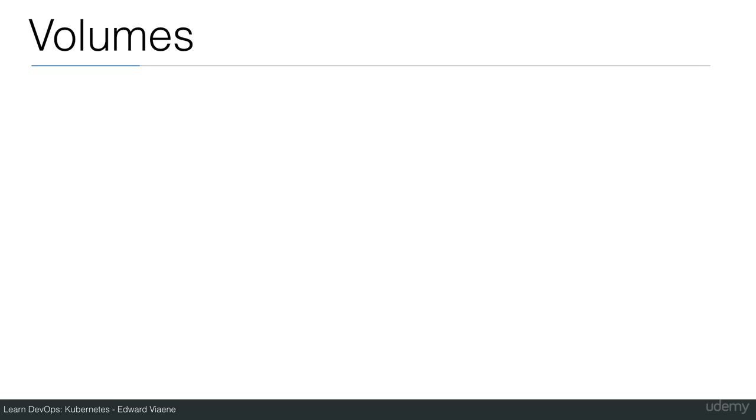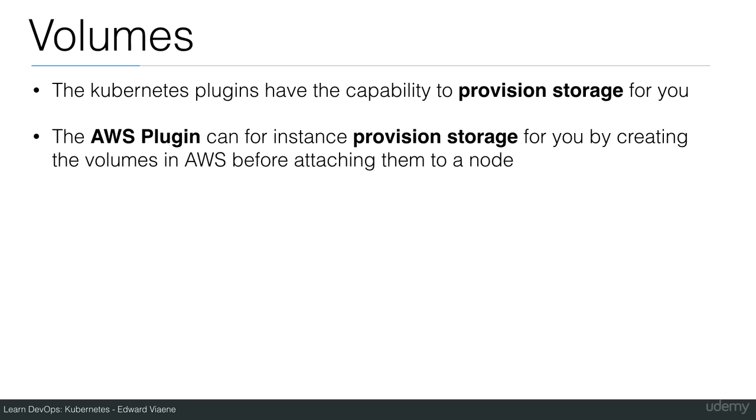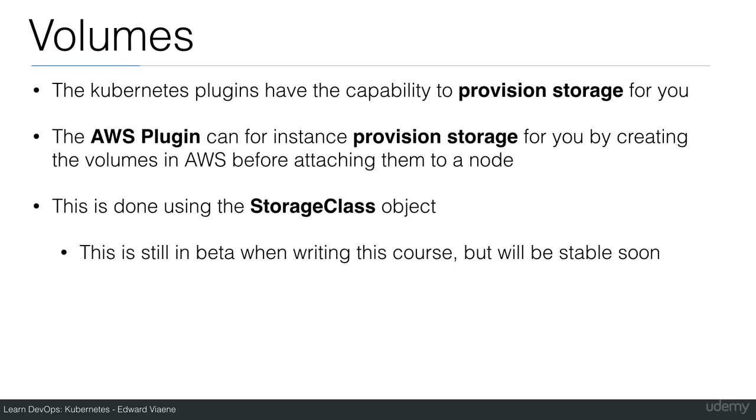In this lecture, I'll be talking about volume provisioning. The Kubernetes plugins have the capability to provision storage for you. The AWS plugin can, for instance, provision storage for you by creating the volumes in AWS before attaching them to a node. Instead of you entering the command to create a new volume, Kubernetes will make the API calls to do that for you. This is done using the storage class object.